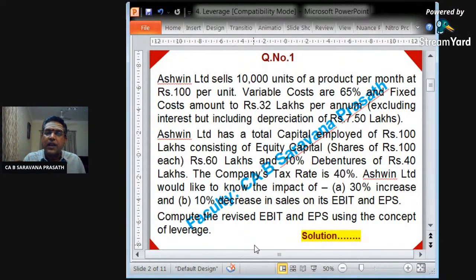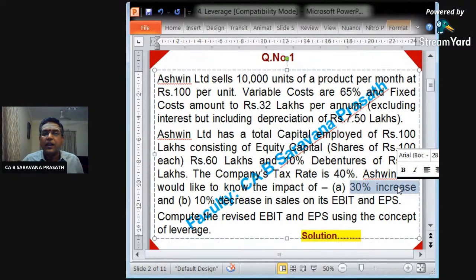Compute the revised EBIT and EPS using the concept of leverage. For understanding the concept, we will consider the 30% increase by preparing a profit and loss statement. For the 10% decrease, having learned the concept of leverage, we will use the leverage formula and thereafter get the result. So 30% increase is understood by preparing the P&L statement, and from that we will learn the concept of leverage.